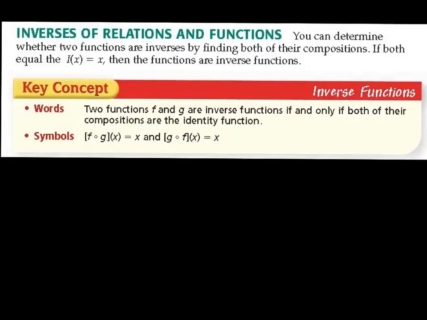You can determine whether two functions are inverses by finding both of their compositions. If they both equal the identity function, I of x equals x, then the functions are inverses. Two functions, f and g, are inverse functions if and only if, so it has to go both ways, both of their compositions are the identity function. So both f of g of x has to equal x and g of f of x must equal x.